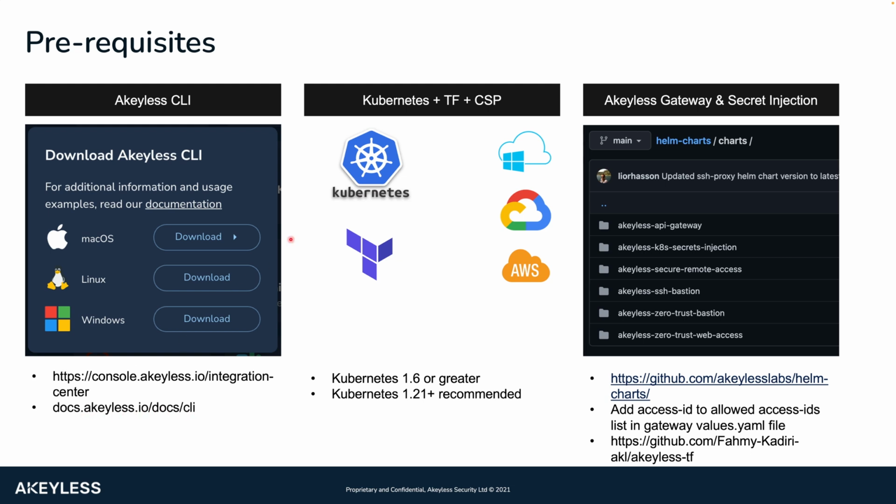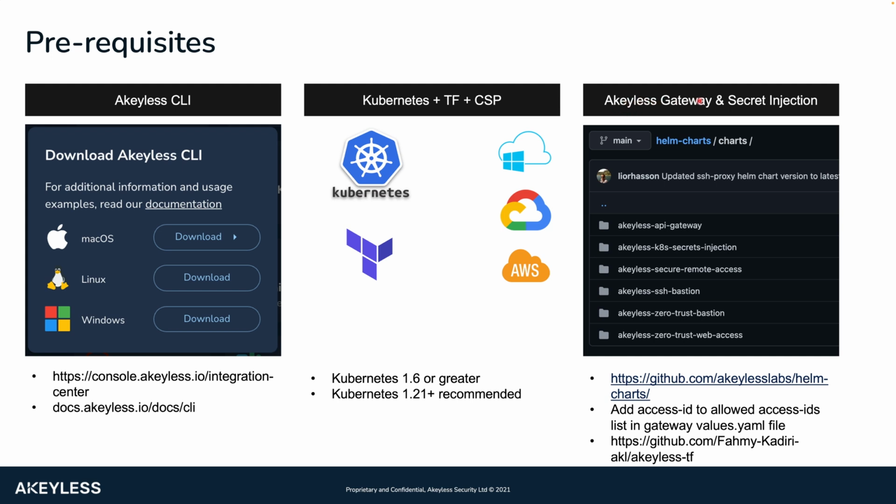You'll also need to have Terraform installed and access to Kubernetes in any of the cloud service providers. This demo is running on a 3-node cluster in Azure. You'll need a minimum of Kubernetes 1.16, but we recommend Kubernetes 1.21 or higher because there's a complete set of capabilities in the later versions of Kubernetes that we can't support in earlier ones.